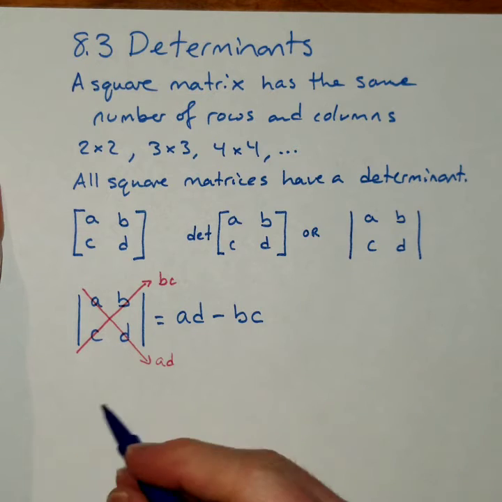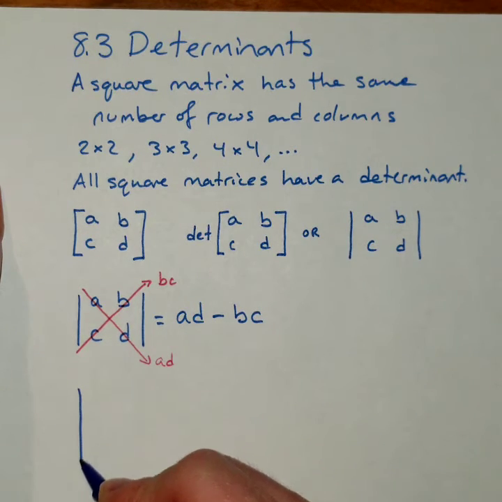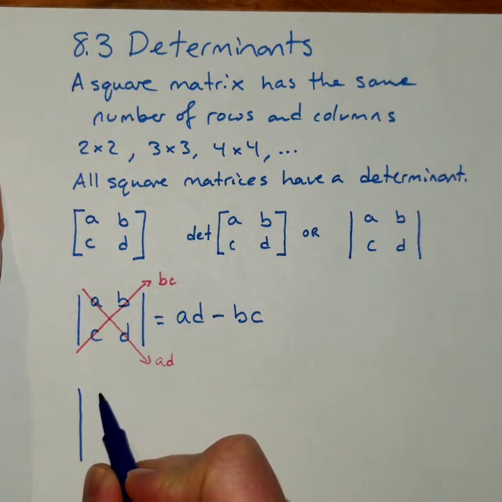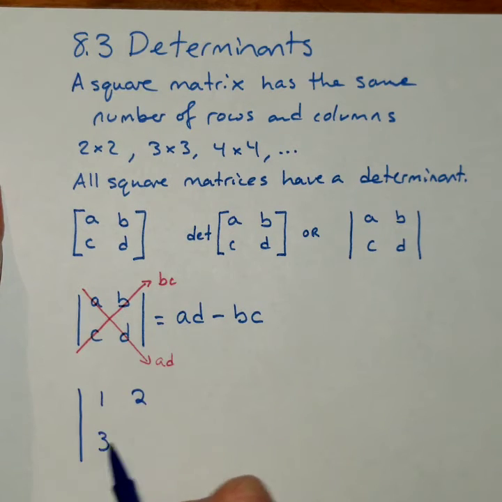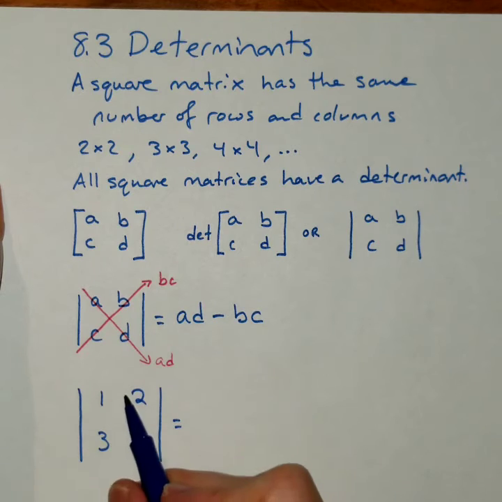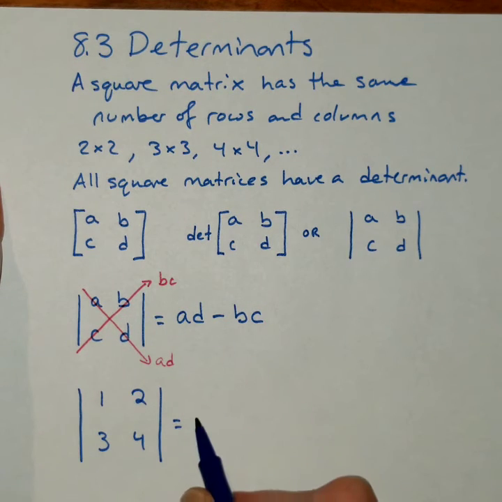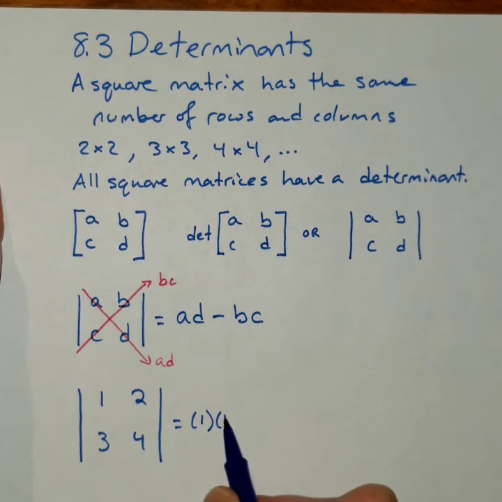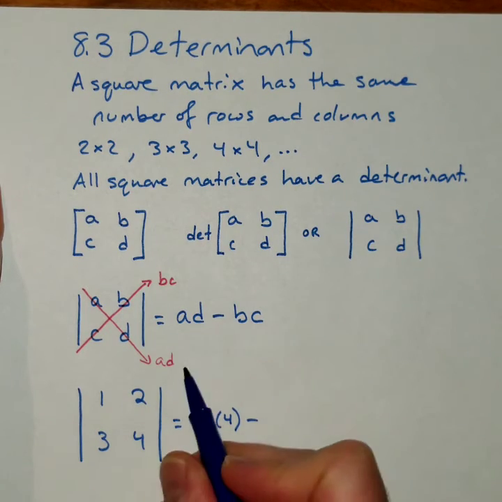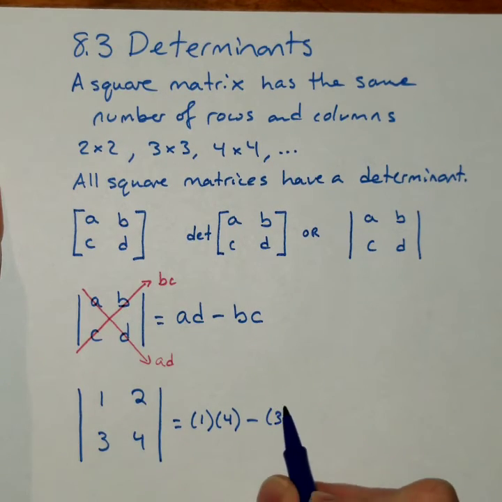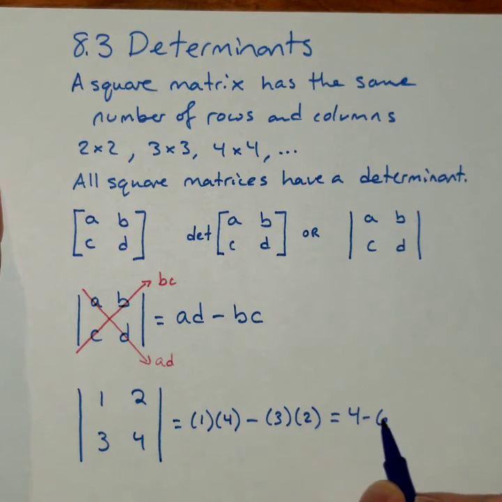So for instance, just a basic one, we do the matrix 1, 2, 3, 4, and look at its determinant. Well, you do that diagonal going down, you get 1 times 4, minus the diagonal going up, which is 3 times 2. And when we calculate that, it's 4 minus 6, which is negative 2.